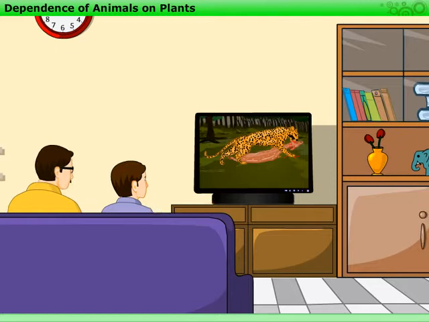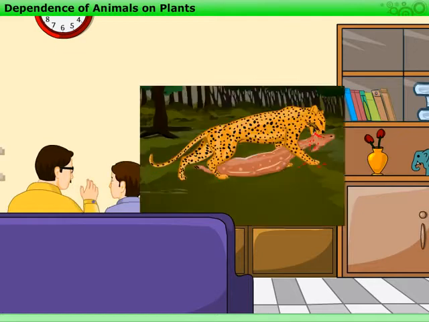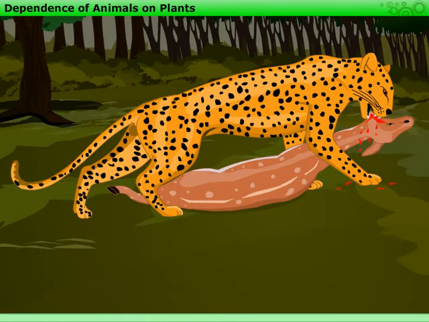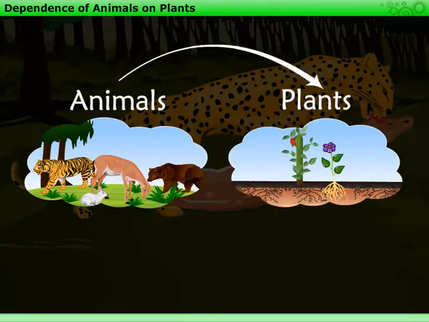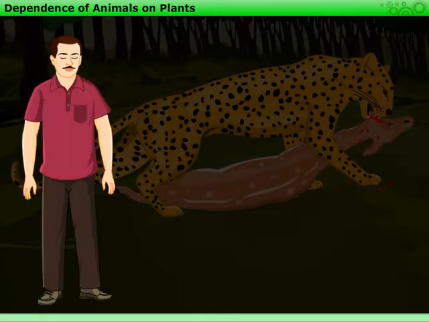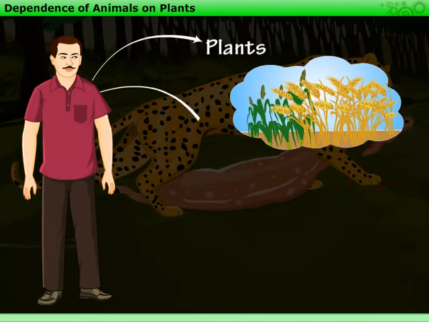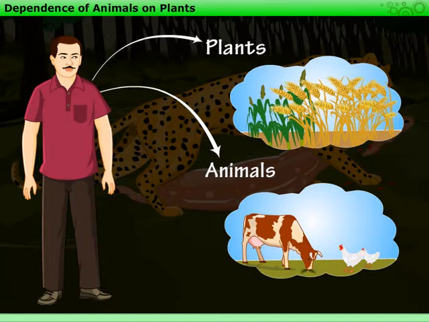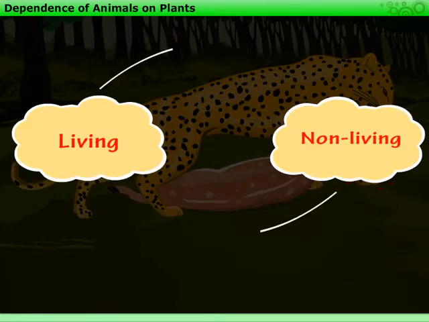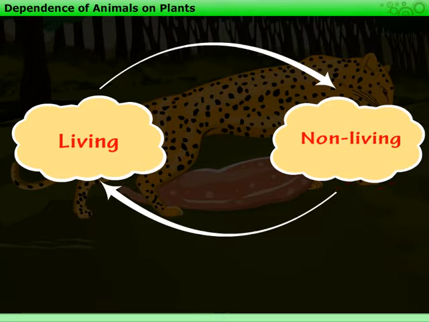So father tells him that the leopard depends on other animals for its food. In nature, every living being depends on other living or non-living things for its survival. For example, animals depend on plants for food, while plants depend on animals for pollination, seed dispersal, and carbon dioxide. Similarly, human beings are dependent on plants and animals for many things. Also, there is interdependence between living and non-living things.